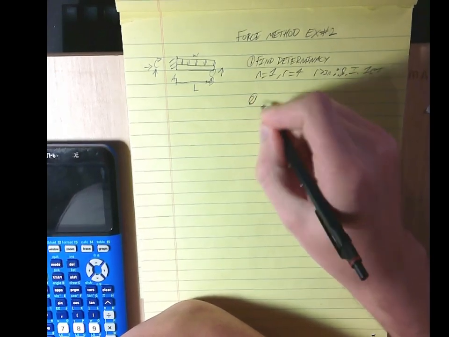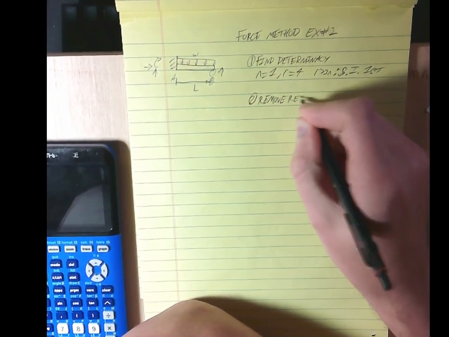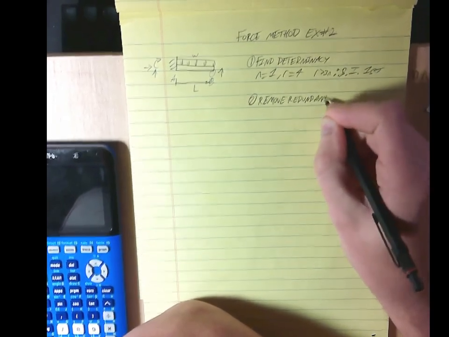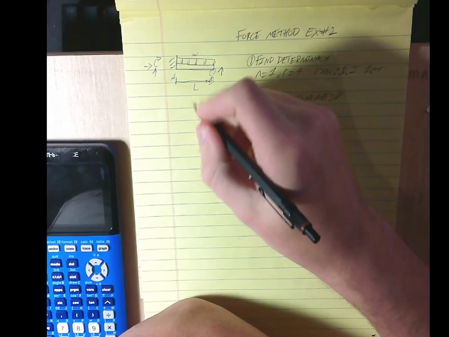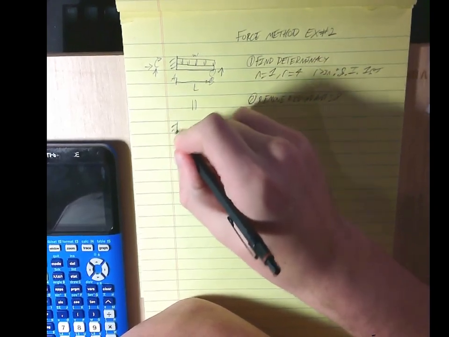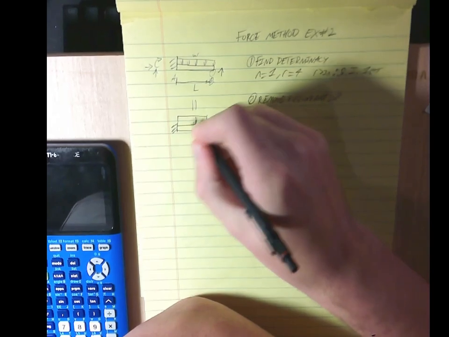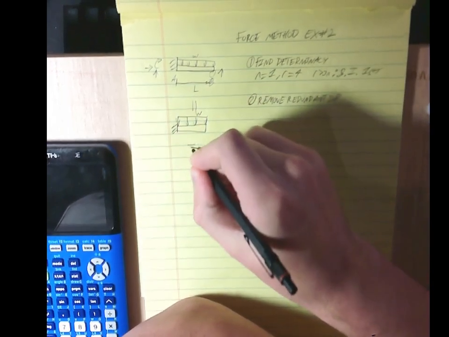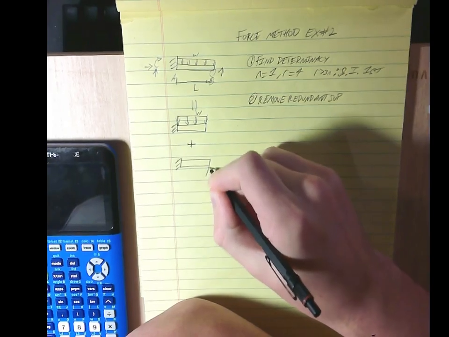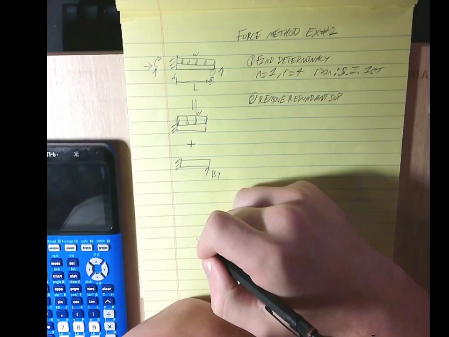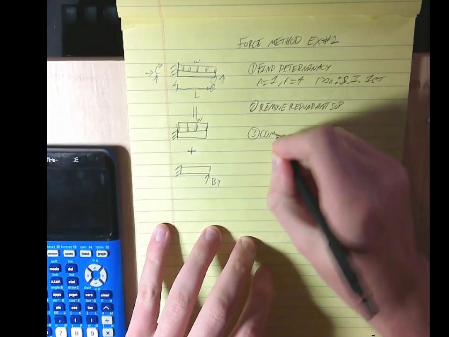And then for part 2, we are going to be removing a redundant support, and that support is going to be B. So this right here is going to be equal to this loading here, this real loading of W, plus this redundant loading of BY. Sweet. So now that we have that, let's get our compatibility equation.